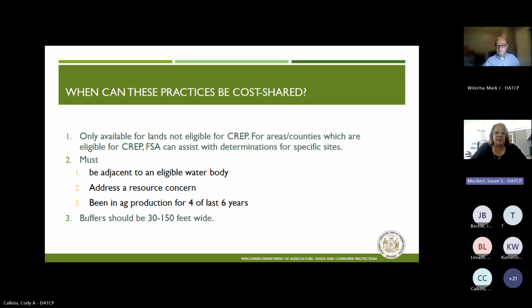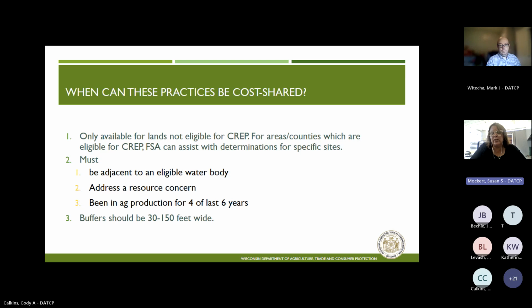So when can these practices be cost shared? They're only available for lands not eligible for CREP, or the Conservation Reserve Enhancement Program. For areas or counties which are eligible for CREP, FSA can assist with determinations for specific sites, because we do have some counties that are not fully covered by CREP, only partially, and areas within those counties would be eligible for the harvestable buffers. As with CREP, the land must be adjacent to an eligible water body. We're addressing a resource concern, and it's been in ag production for 4 of the last 6 years.